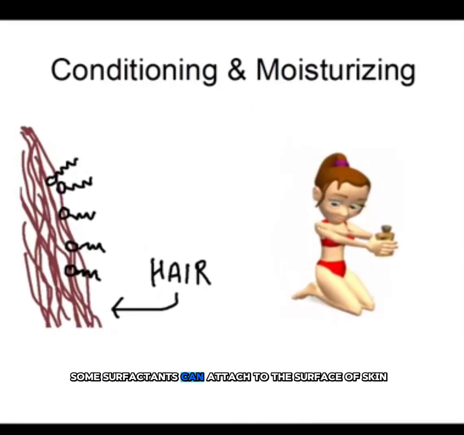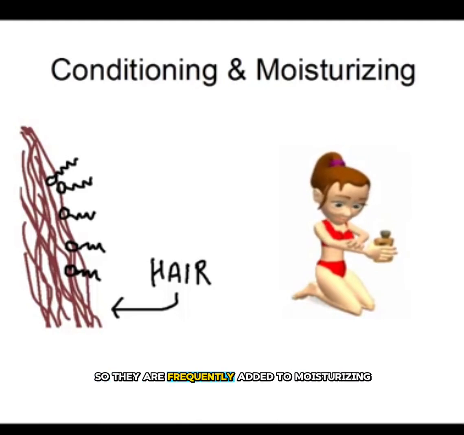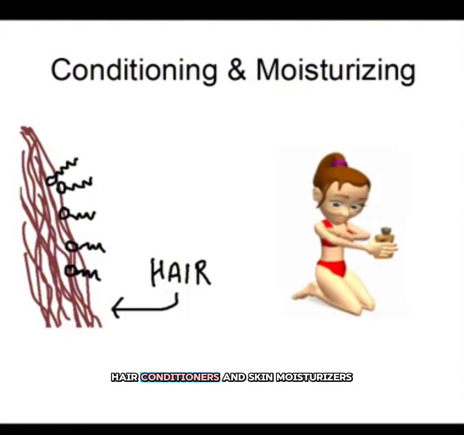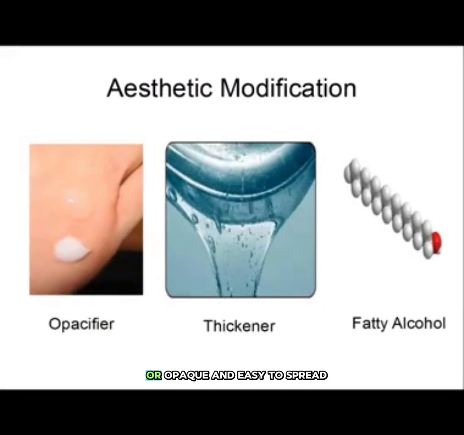Some surfactants can attach to the surface of skin and hair to improve the look and feel, so they are frequently added to moisturizing and conditioning cosmetics. Hair conditioners and skin moisturizers usually contain one or more surfactants. Typically, people who use cosmetics want them to be thick or opaque and easy to spread. For cosmetic formulators to create these effects, surfactants such as fatty alcohols can be used.